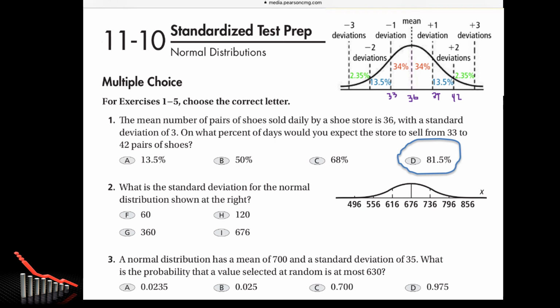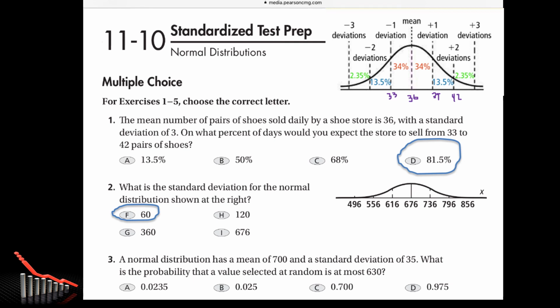All right, number 2. What is the standard deviation for the normal distribution shown at the right? Oh, that's what I'm counting by. The standard deviation is how much I'm counting. What's my unit of measure? What's my increment, if you will? You can take any value and subtract from it its previous value, and hopefully you can easily see that that would be 6D.